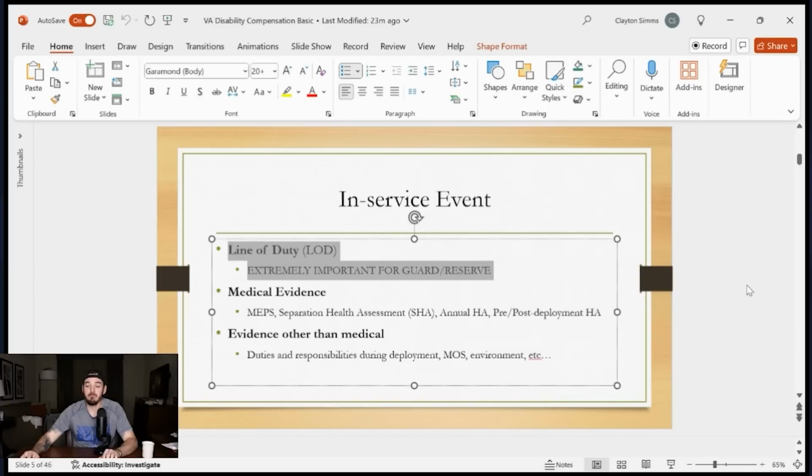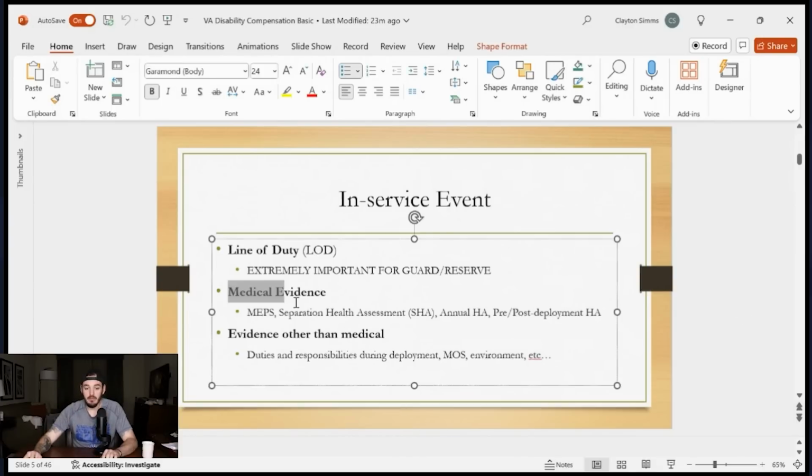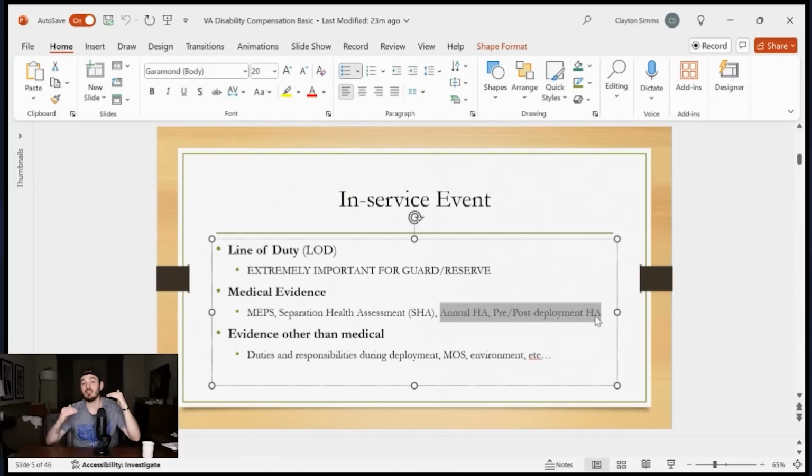I would argue that medical evidence for Guard and Reserve is more important than anything else when it comes to your VA disability claim. Now, there is medical evidence. Okay, we talked about MEPS and your separation health assessment or your final physical or your exit exam. They are the same thing, but there are also annual health assessments and pre and post deployment health assessments. These act as like the golden standard of medical evidence from your service treatment records.